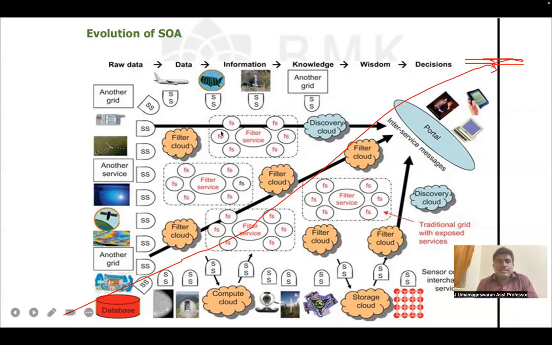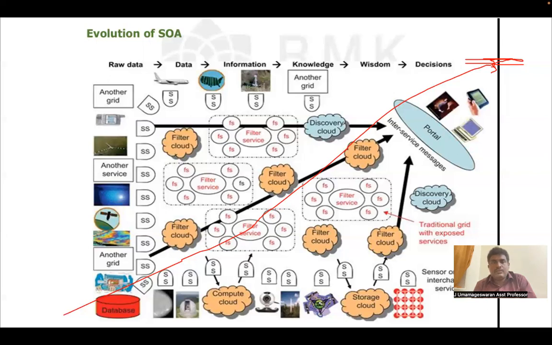Similarly, the sensor devices will collect information from the external entity and send it to the filter services. Filter services represent the pre-processing of the data. It filters and removes the unwanted noisy data, and after filtering, based on that extracted information, the output of the filter services will be the knowledge. Using that knowledge, we'll be taking a decision.